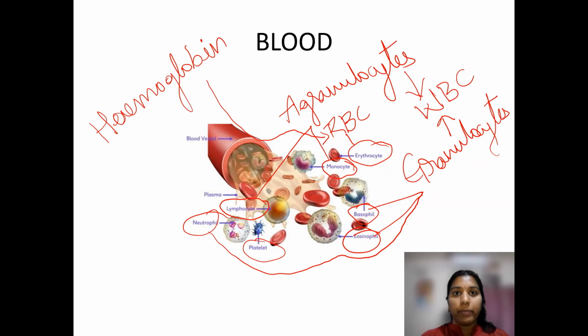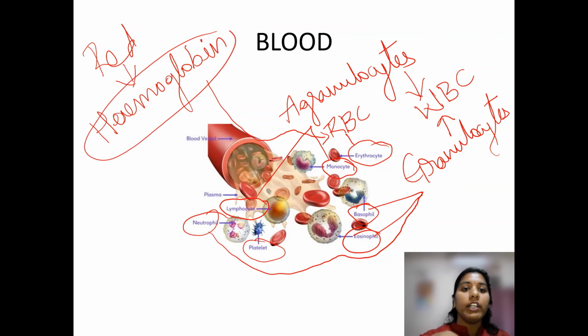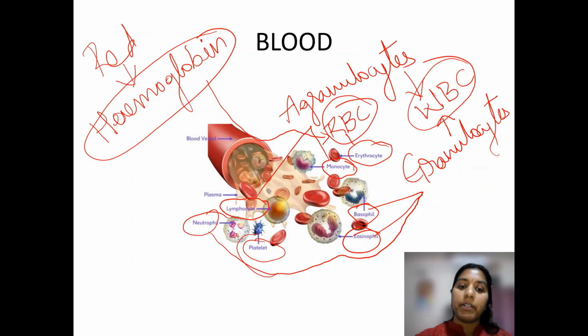Now finally coming to blood. As we know, the blood is red in color just because of the pigment called hemoglobin that is present in RBCs. Blood consists of three types of cells, that's RBCs, WBCs, and blood platelets. WBCs consist of neutrophils, eosinophils, basophils, monocytes, and lymphocytes.